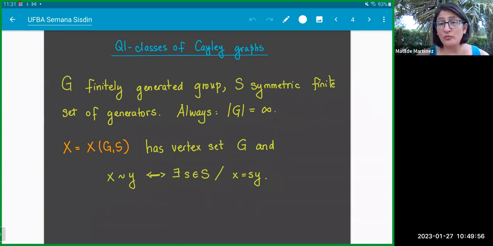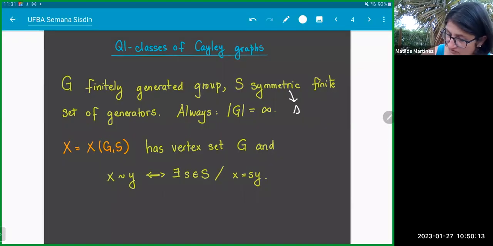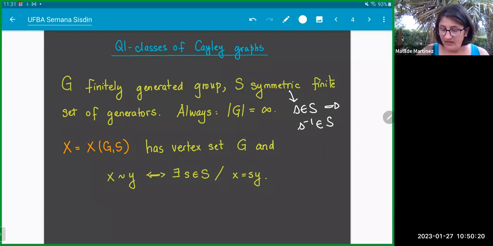If you have a group which is finitely generated and you have a finite symmetric set of generators, where symmetric means that if s belongs to S, then so does its inverse, you can associate to it what we call the Cayley graph. During this talk, we will always be focusing on groups which are infinite. For what I'm speaking about, the case of finite groups is not interesting.